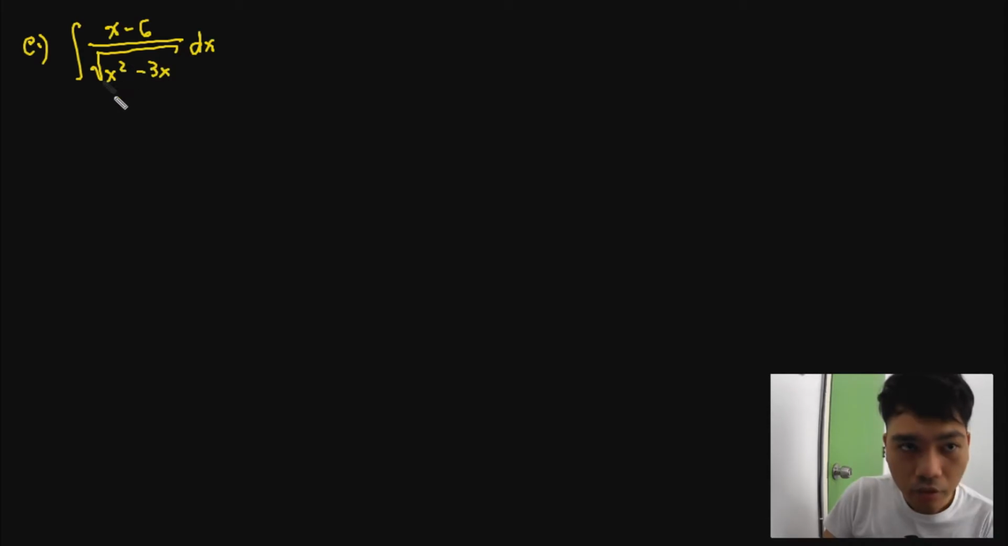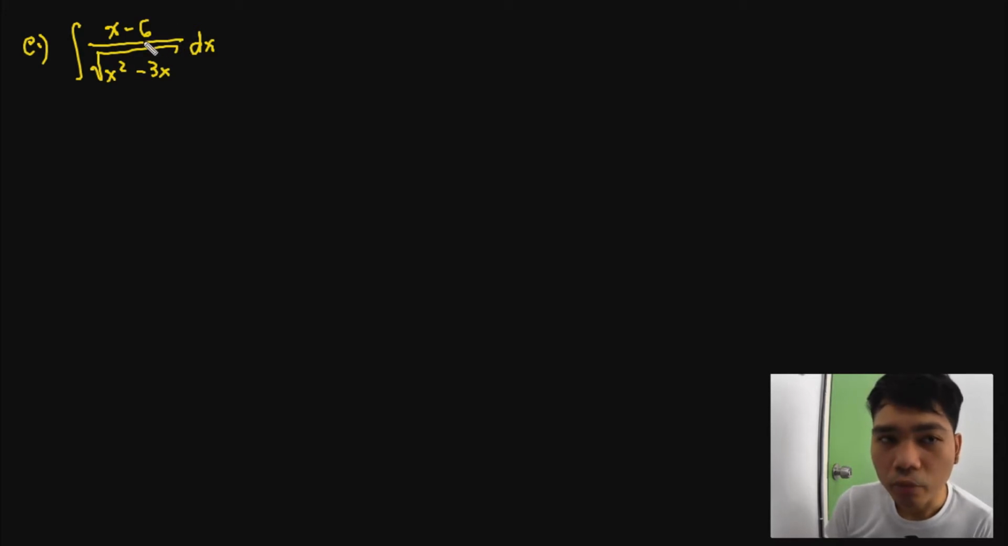Okay, so now let's have the next item. So, if ganito yung form, again, we usually represent yung ating u equal to x squared minus 3x. You can represent na yung ating denominator, yung x squared minus 3x lang, diretso na, pwedeng u is equal to x squared minus 3x and then differentiate, represent this in terms of u.